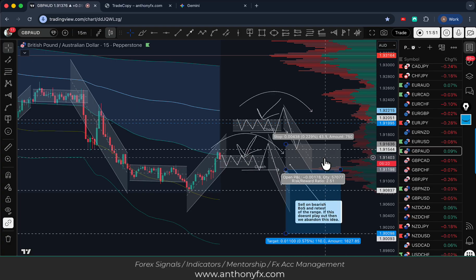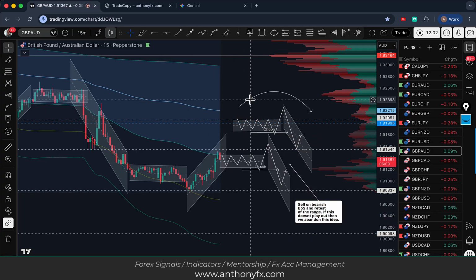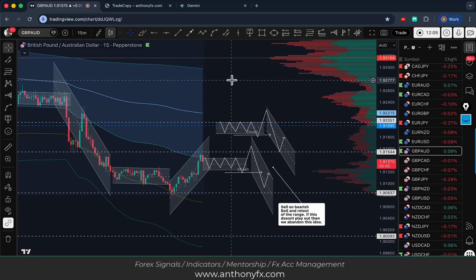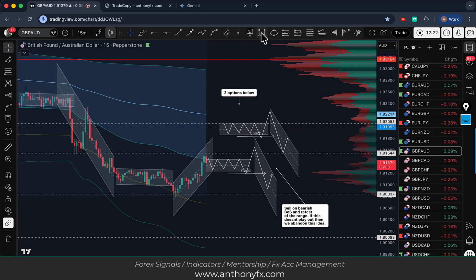Okay, guys. So that's my take. Would love it if you comment, share your thoughts, let me know what you think. Two options, option one, option two, depending on how it pulls back. Just keep an eye on, mainly, the VWAP.